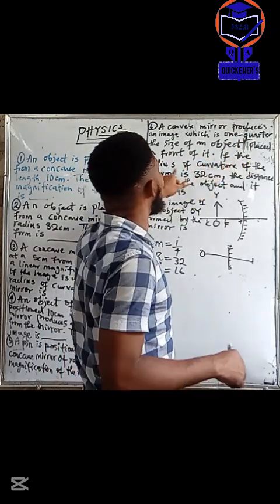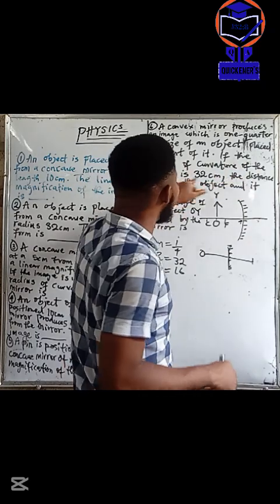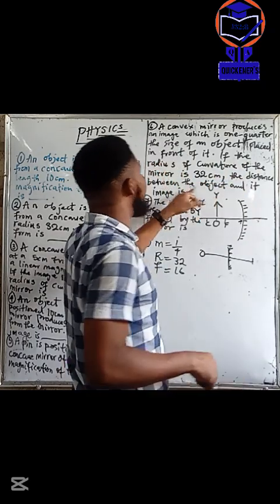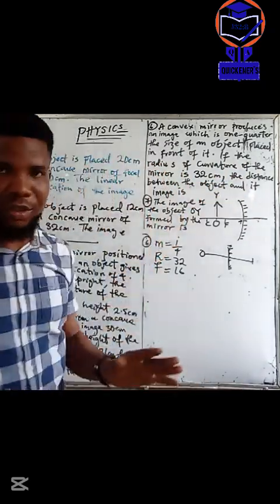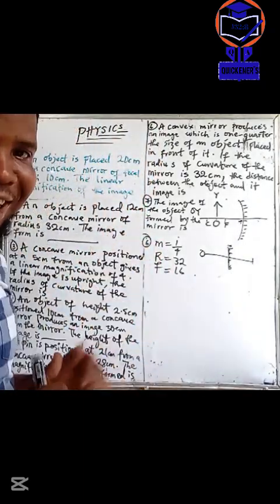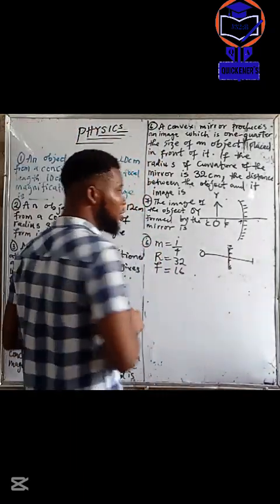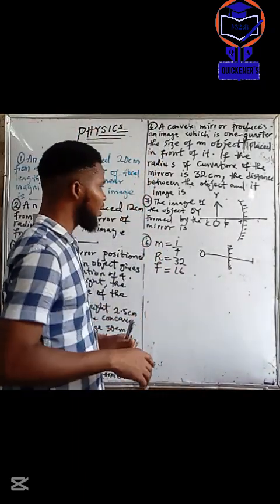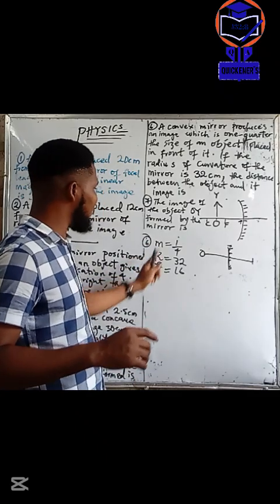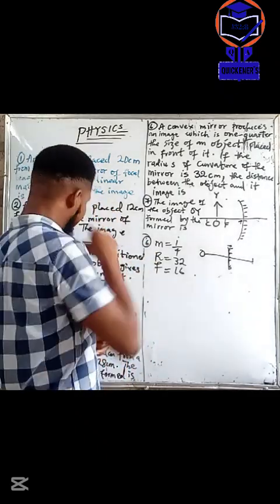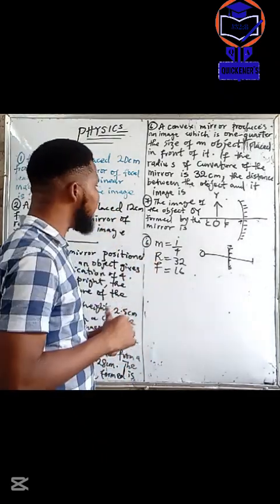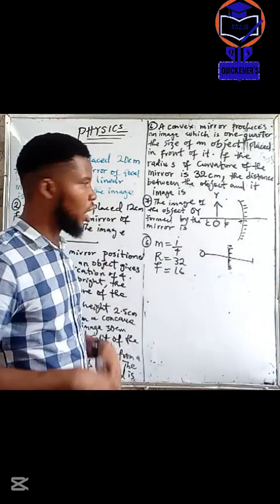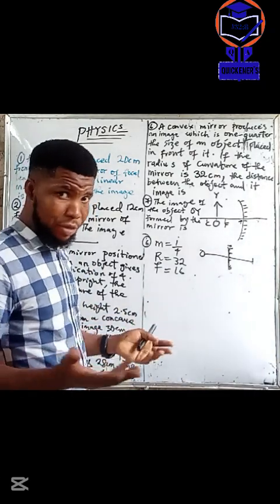If the radius of curvature of the mirror is 32, find the distance between the object and its image. Look at this. Now what do I have, what can I get from it? I can use this to get the image or the object, right? I can use it to get the image of it.